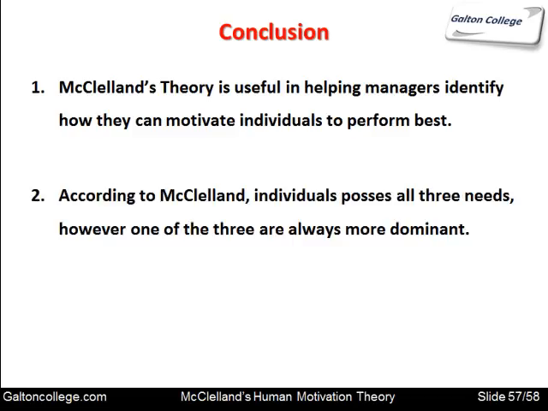And according to McClelland, all individuals possess the three needs. However, one of the three is always more dominant. So one of the three is dominant, but everyone has got the desire to be liked, to affiliate. Everyone's got the desire to achieve, and everyone's got power to some extent, the desire for power. It's just that in some people, one of these will dominate, according to McClelland.